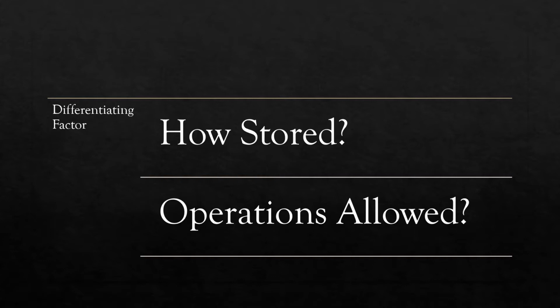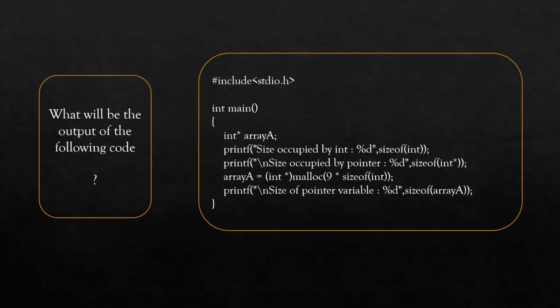I want you to execute the following code and say what will be the output of the following code. The whole code is written in C. The size occupied by an integer is printed. The size occupied by a pointer, or the number of bytes required to store a pointer, is printed. And then space is allocated for 9 integers.